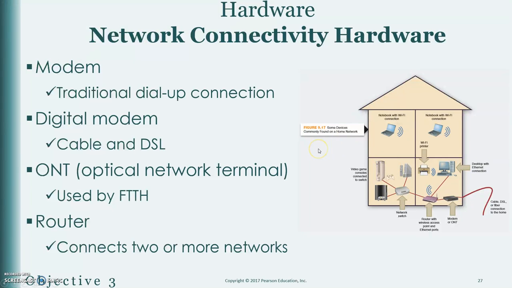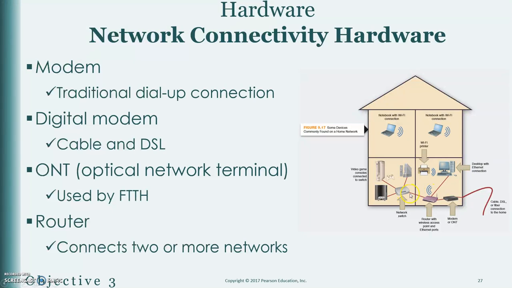Here's a figure you can find in your book. These are just some devices commonly found on a home network. So we have a notebook here with Wi-Fi connection, another notebook with Wi-Fi connection. Here we have a wireless printer, which is shared amongst devices in this home. Video game consoles connected to the switch. So this stuff is actually wired, you can see. Here's your video game consoles all connected, wired into this network switch.